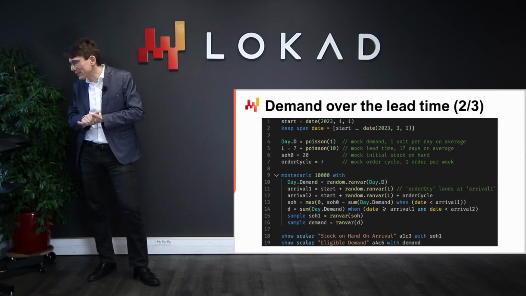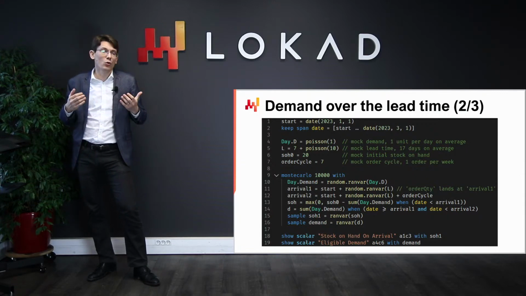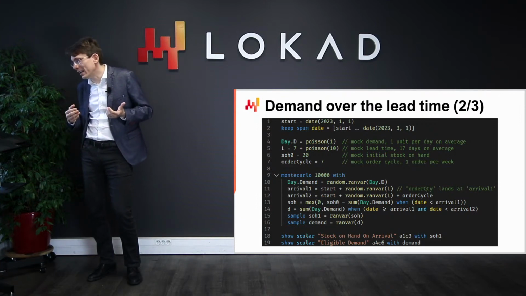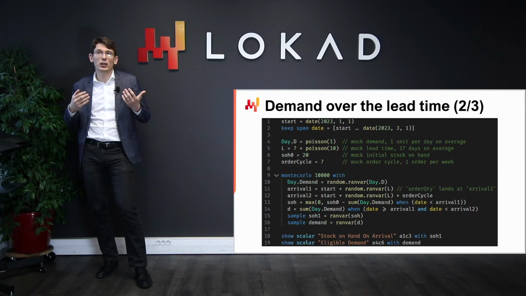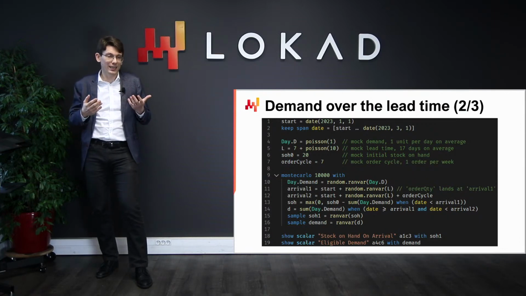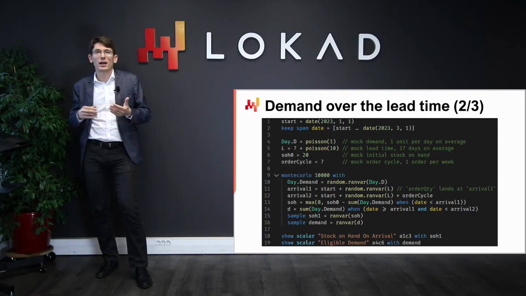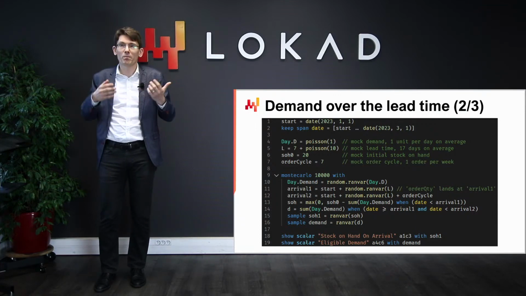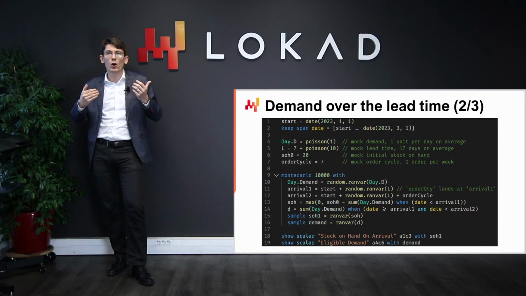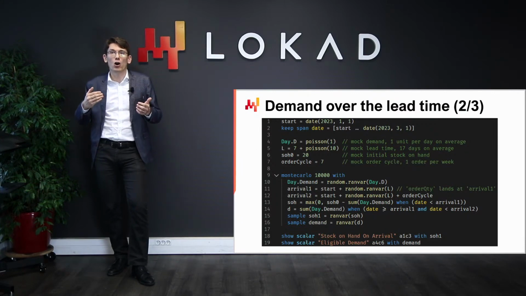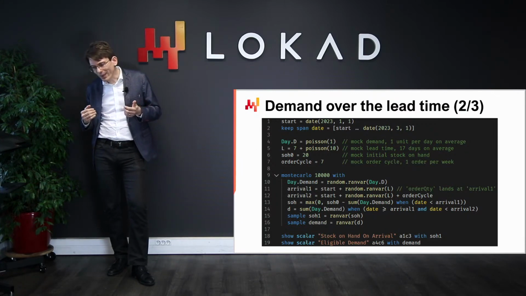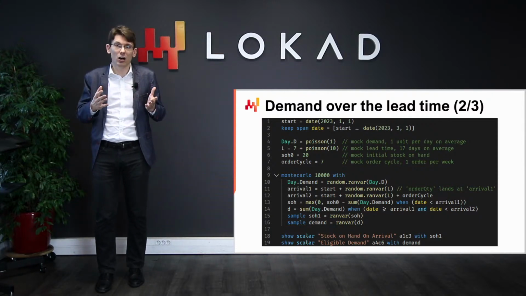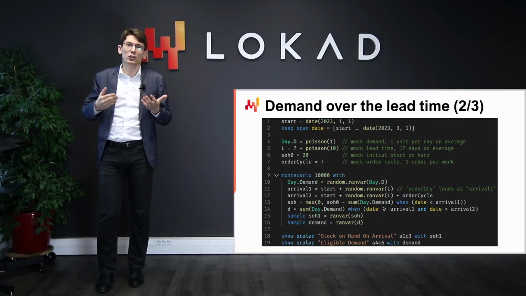Let's have a look at the fine print. At line 10, we generate one trajectory for the demand. At line 11, we generate the arrival date for the first order, assuming that we are ordering today. At line 12, we generate the arrival date for the second order, assuming that we are ordering again one order cycle from now.